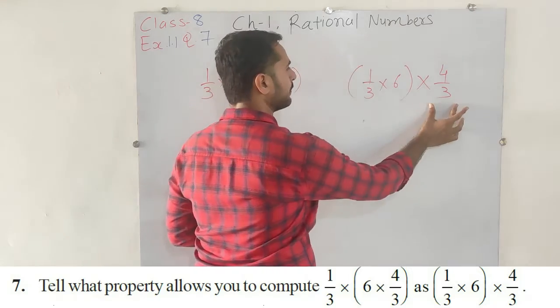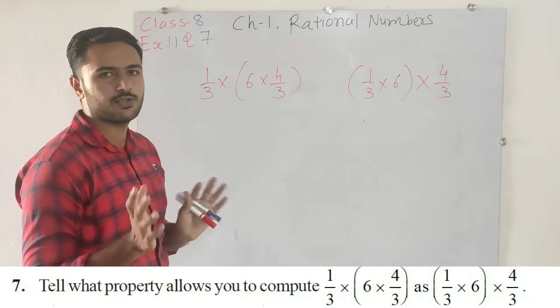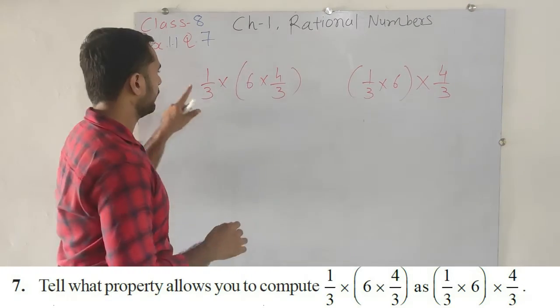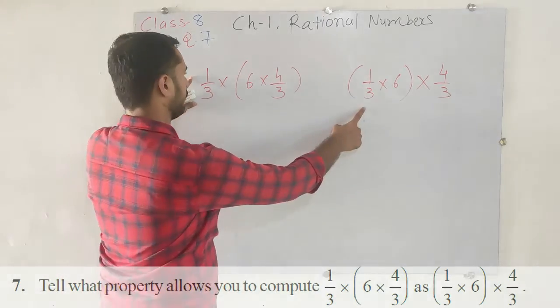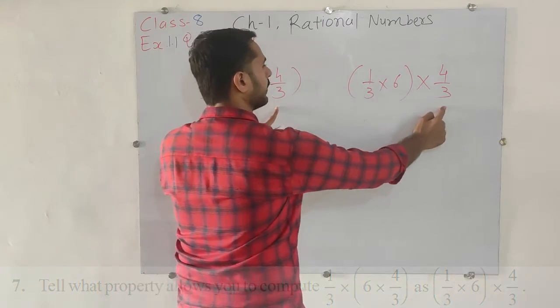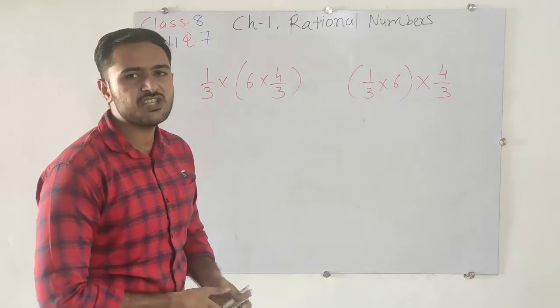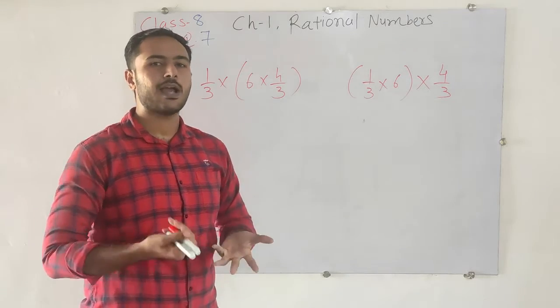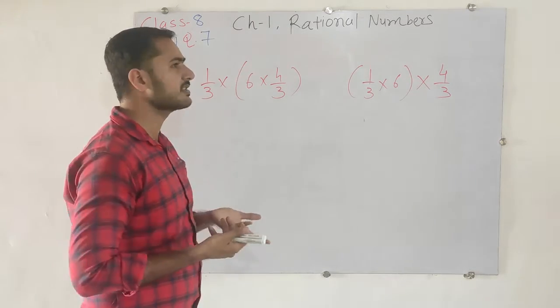So this is the bracket and here is 4 by 3. First of all, let's just understand the order of the numbers. 1 by 3 is first, 6 second, 4 by 3, okay, 4 by 3. So there is no change in the order. Now let's identify if any other changes are there.